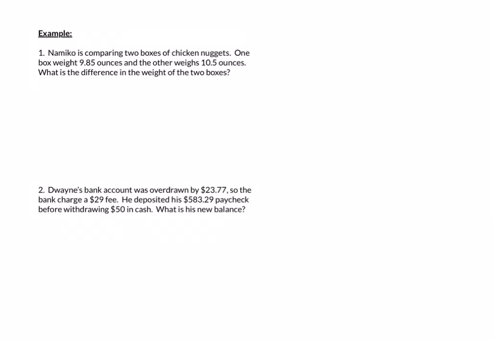Okay, example 1. It says, Namiko is comparing 2 boxes of chicken nuggets. One box weighs 9.85 ounces and the other weighs 10.5 ounces. We want to know what is the difference in the weights. Difference means subtract. So I'm going to put my larger quantity first. I'm going to put my 10.5. And I want to subtract 9.85.